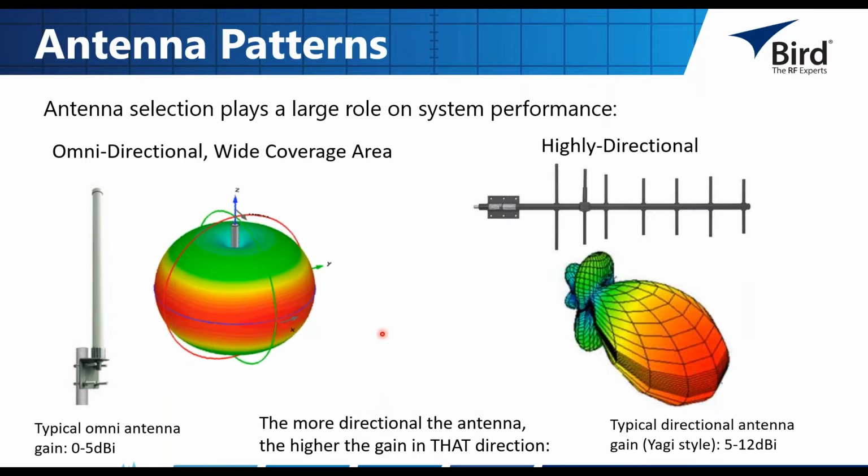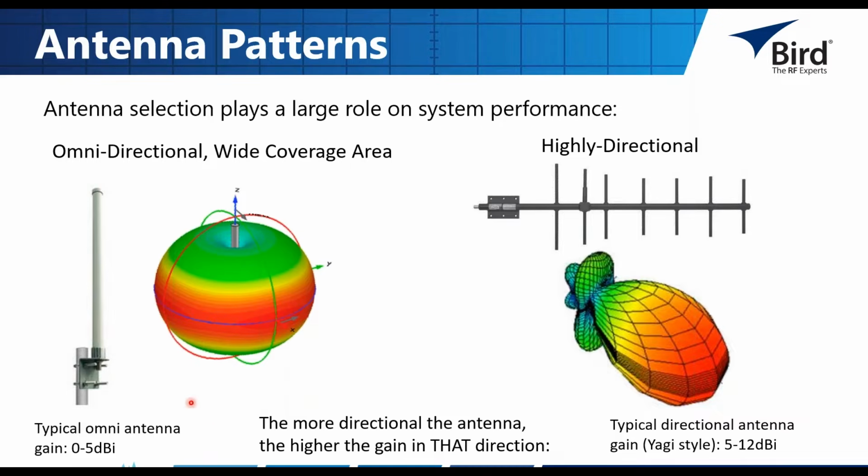When we're thinking about antennas in our system, the antenna selection can play a large role in system performance. You might be trying to cover a lot of directions and a lot of space, and you'd use an omnidirectional antenna, which has more of a donut-shaped radiation pattern. If you're doing something more point to point, you'll want something with a more directive pattern.